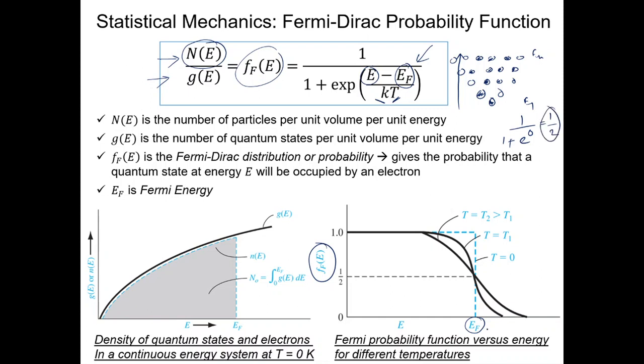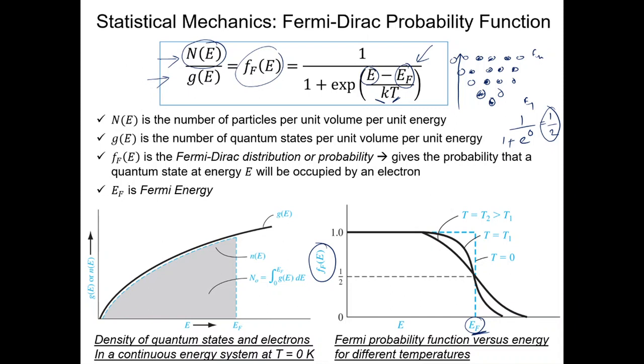So EF is the energy level at which the probability of occupying a state is 1 by 2, which means that no matter what the temperature is, for the number of states below the EF level versus the number of states above the EF level, the probability at EF will always be 1 by 2.